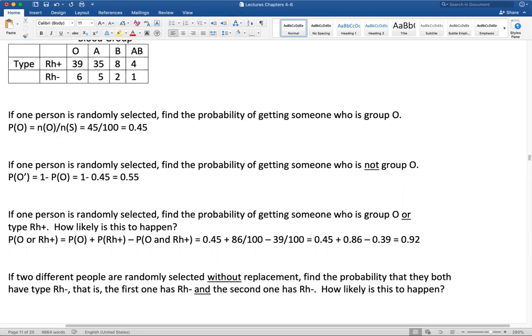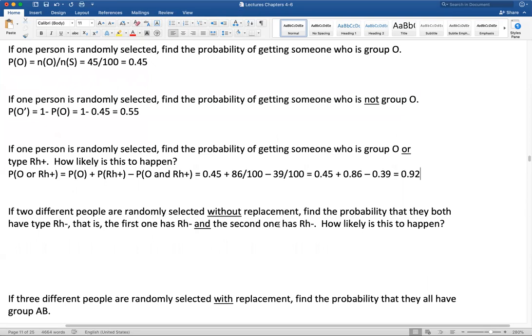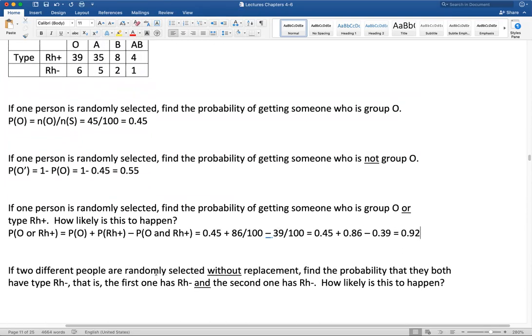So now next problem. We have two problems more. If two different people are randomly selected without replacement, is it without replacement right there? So it means that we have to use a conditional probability. Find the probability that they both have type Rh minus. That is, the first one has Rh minus and the second one has Rh minus.